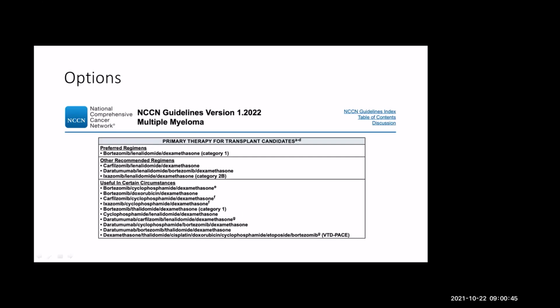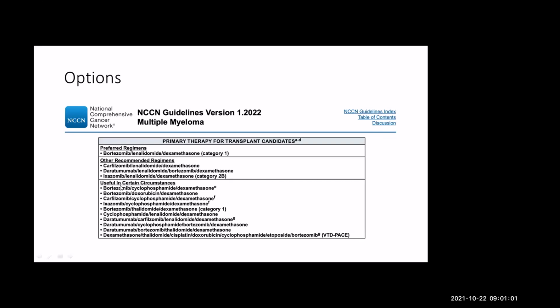There is always a triplet. So that's the history: triplet does better than doublet, and novel agent-based induction does better than non-novel agent-based induction. So VRD is the category 1 recommendation for NCCN, and we will discuss that further.